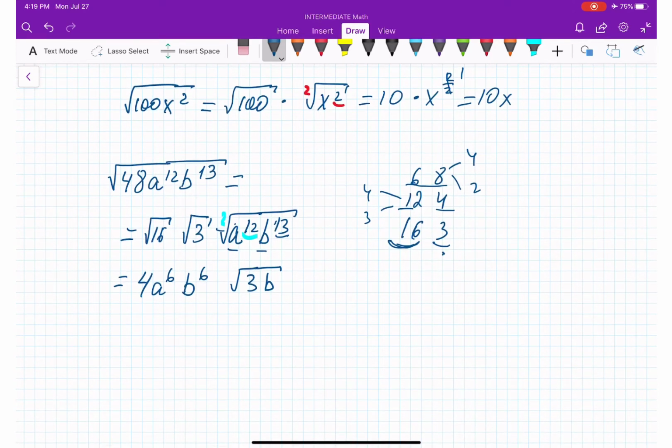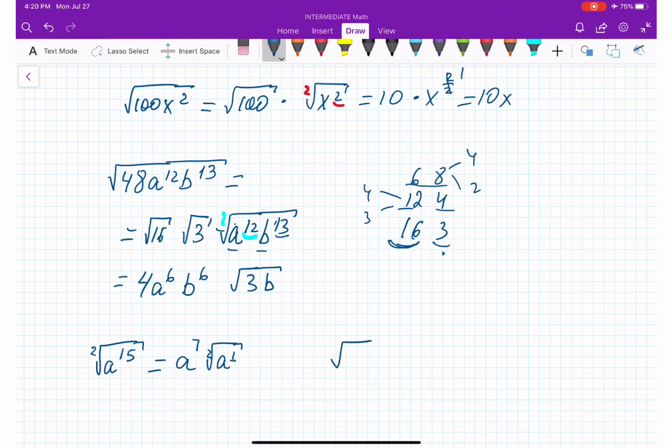Let me put another one here. Example, square root of a to power 15. Okay, since we don't put anything, that means the degree is 2 here, right? So 15 divided by 2, how much is it going to be? 7. The remainder is 1. So a to power 7 comes out. This 1 stays underneath because we need 2 to come out, right? Because here is 2. So we have to have 2 here, and since it's 1, it's not coming out.